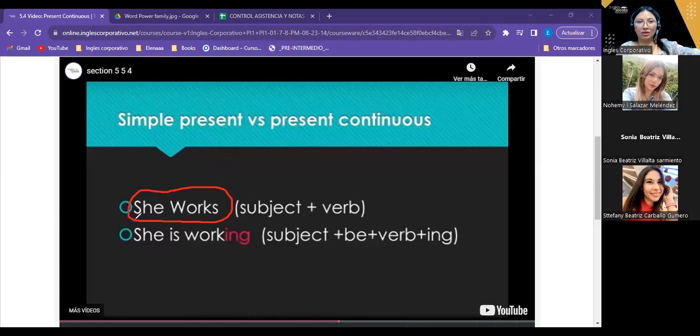Una acción que pasa progresiva o, mejor dicho, se repite siempre en el presente. Ese es el simple present tense. But if you want to express activities or actions that are happening just right at this moment, sí es cierto que pasan, miren, en el present. Pero cuando finalizan, eso es lo que tenemos que revisar. No finalizan en el presente muchas veces. Pueden extenderse un poco más. Esa es la diferencia between the simple present and the present continuous. She works. She is working. And that's it.